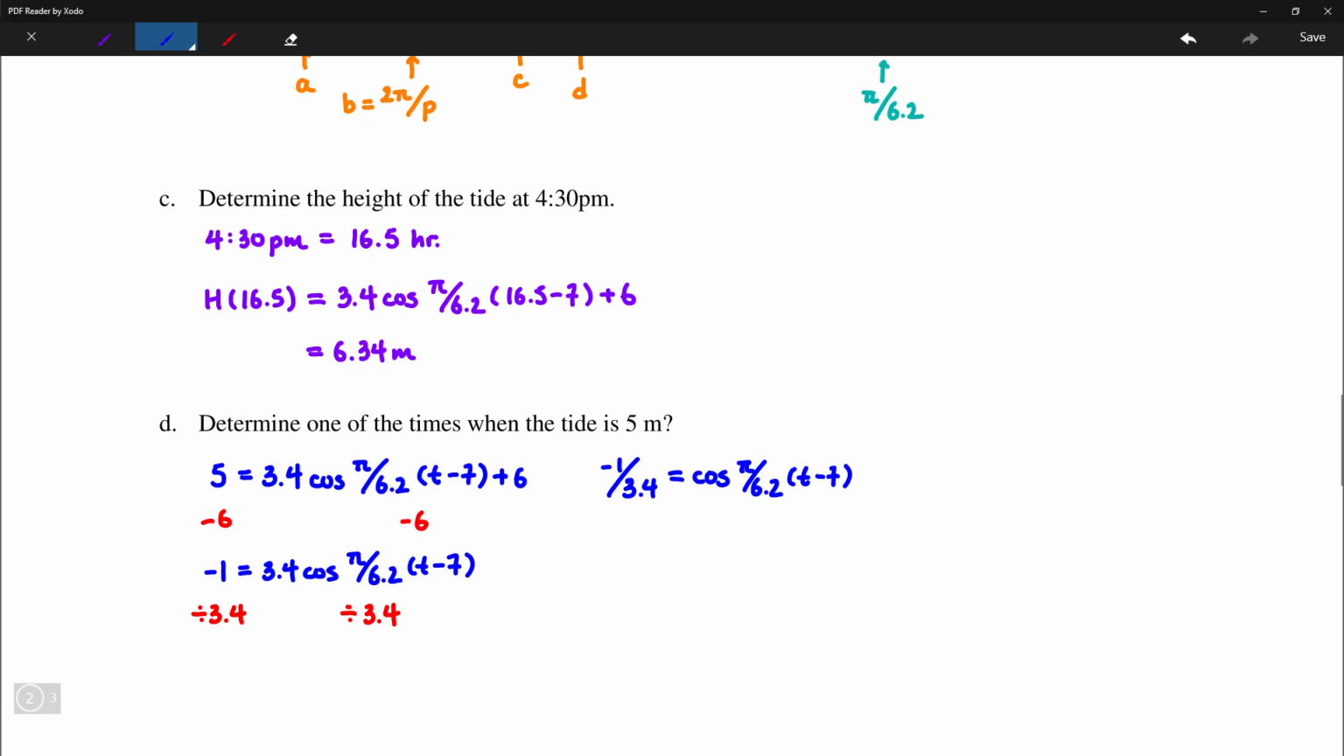From there, we take the arc cosine of both sides. So here we have arc cosine of -1 over 3.4 is going to be equal to pi over 6.2, and then t minus 7.